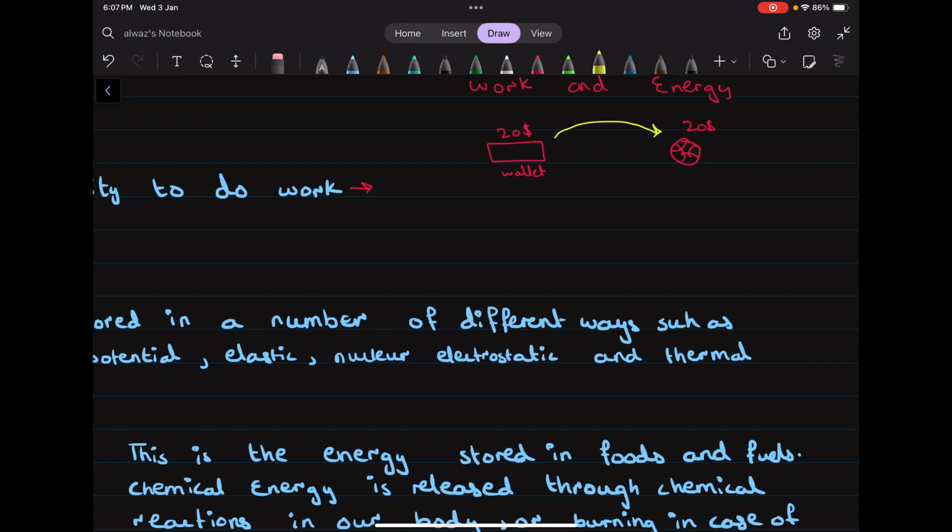So the ability to buy the football, and the ability to have that $20 in your wallet, is energy. And when you actually buy that football, that's doing work. That is an example. We're going to see how these translate to real life examples, and this is just an example to explain how energy and work are related to each other.